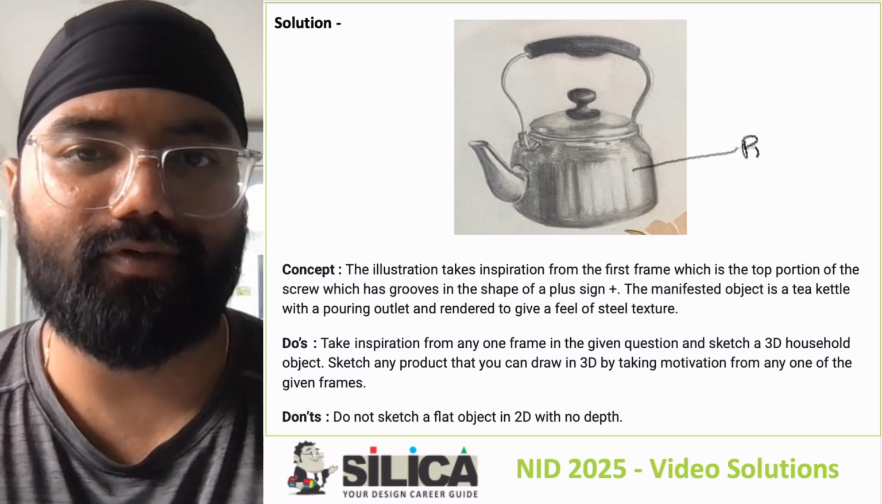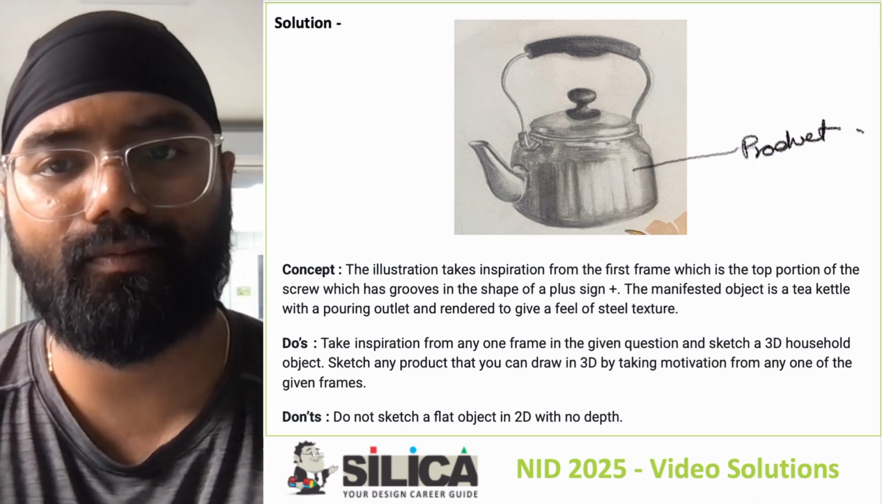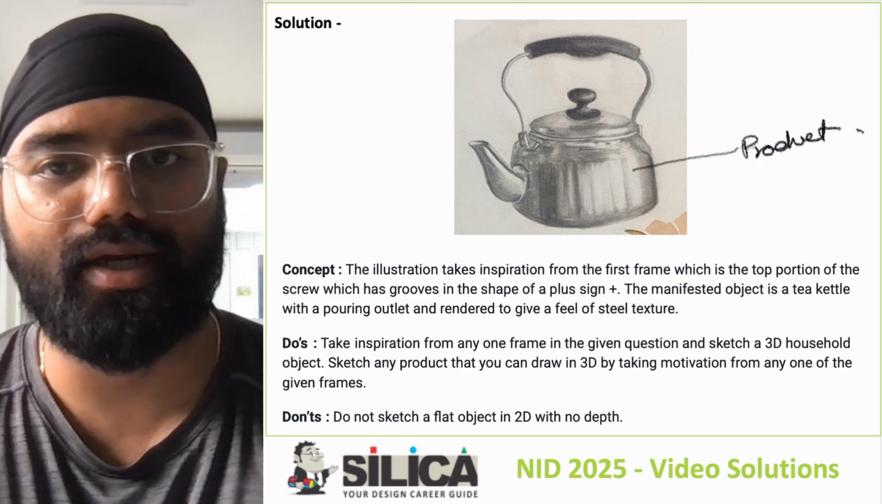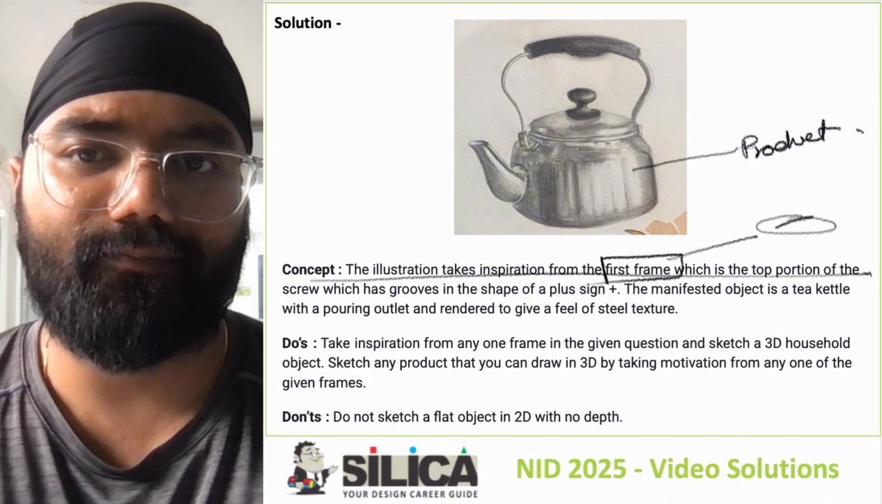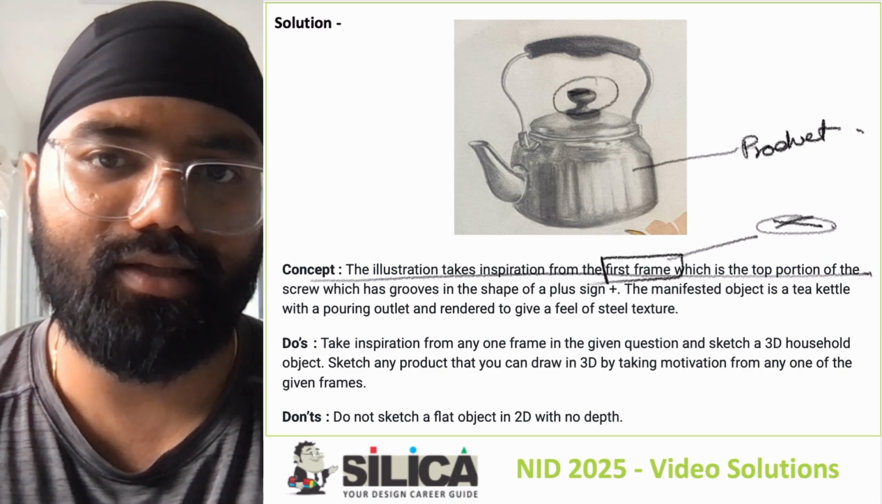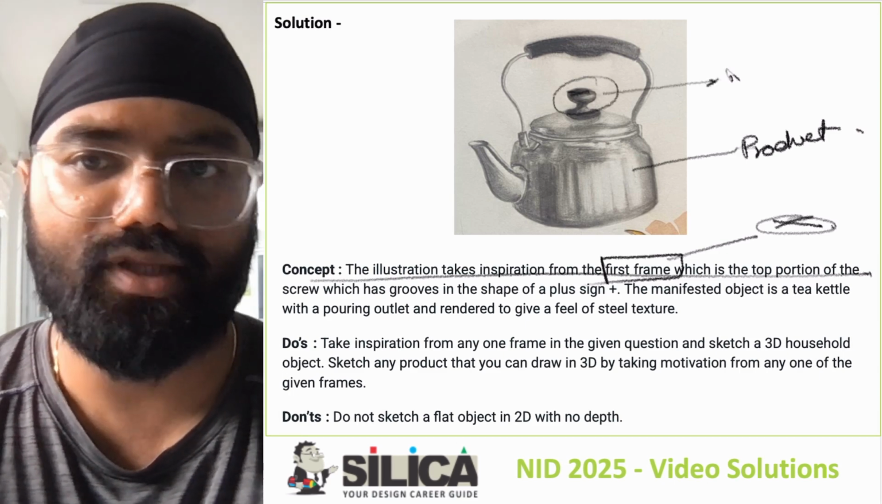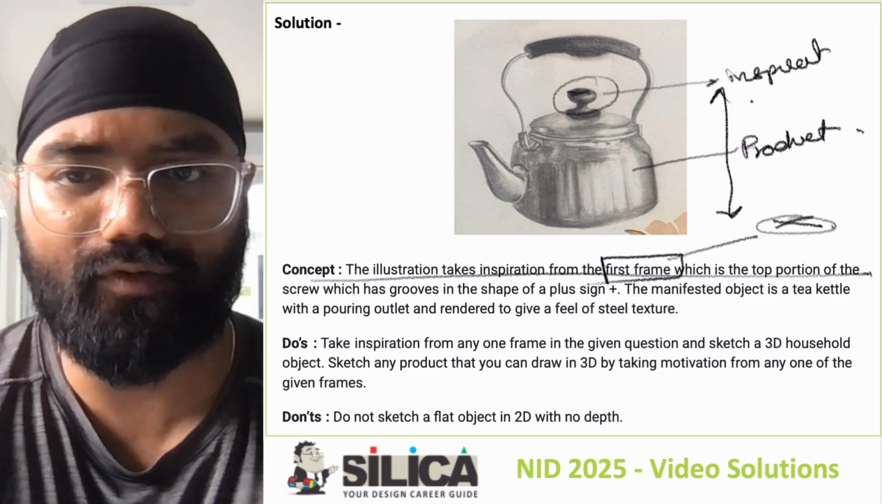So in Part B of the questionnaire, they are asking us to create a product inspired from any one of the frames given in the crop visuals, right? Now in this particular creative sketch, we have picked one of the frames from the given screw breakdown, let's say the one that shows the top of the screw with the plus groove, and use it as inspiration for a product design.